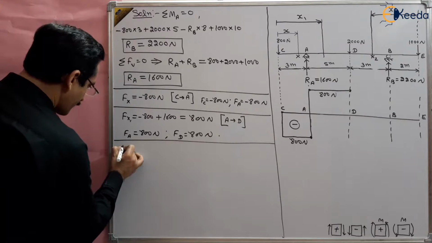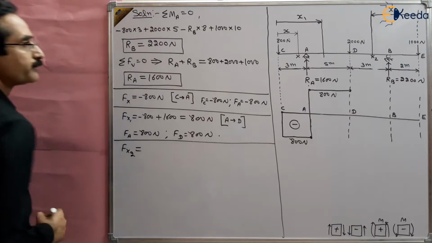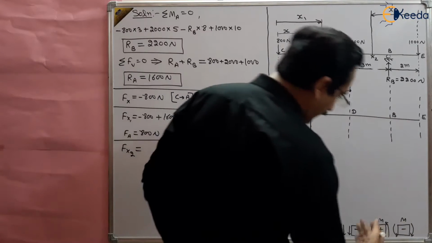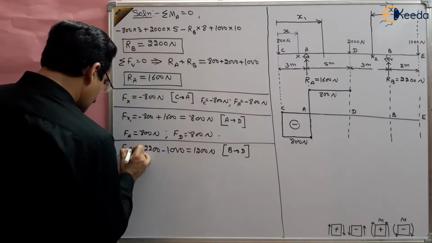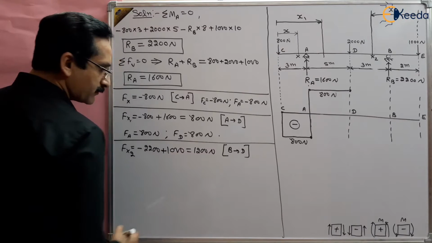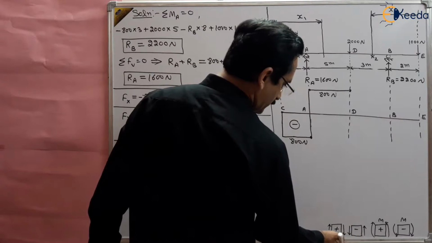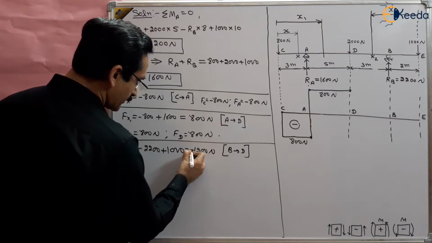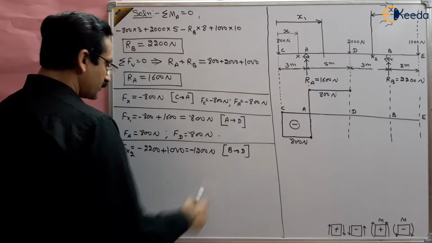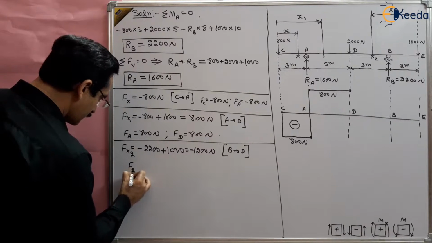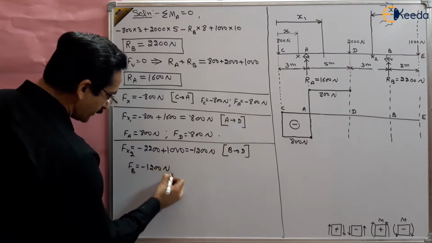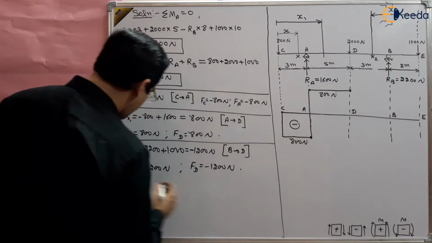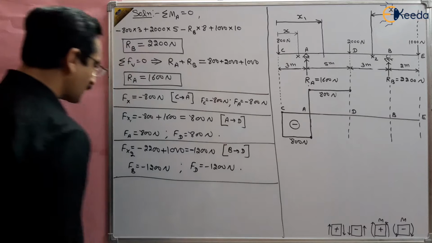So Fx2 will be equal to the sum of all the forces to the right of the section, and to the right of the section, upward is negative and downward is positive. You can see here downward is positive, 1000. So it will be minus 1200, and it is valid between B and D. And at B the shear force is minus 1200, and at D also the shear force is minus 1200 because it is constant, right?